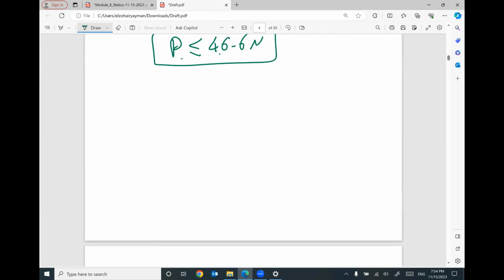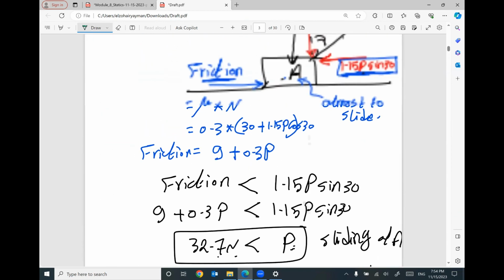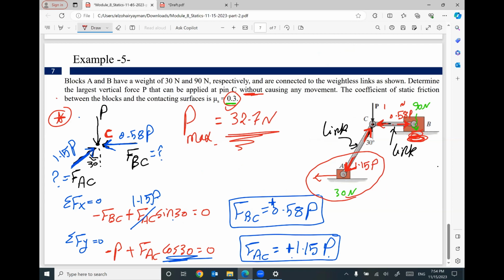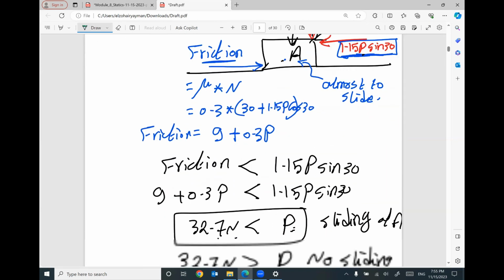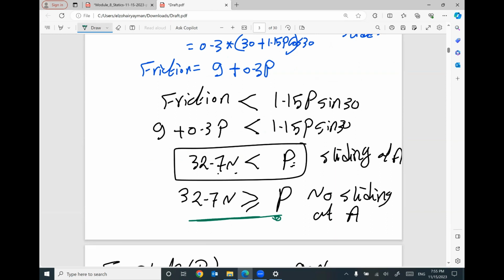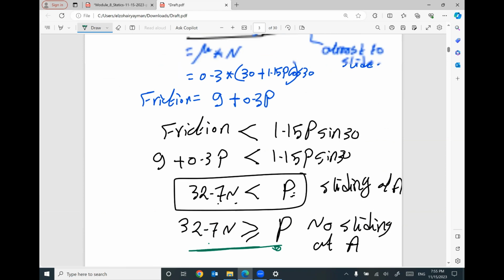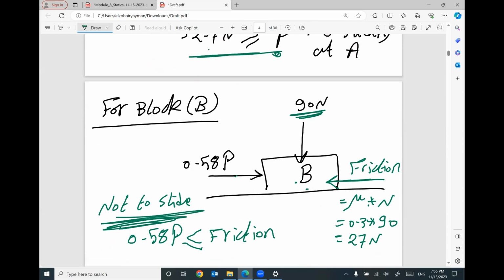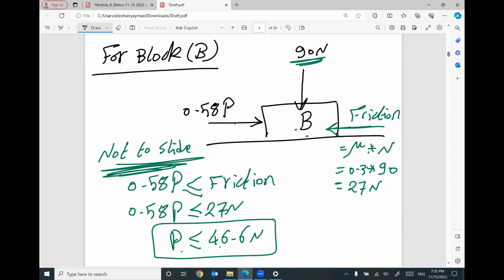Then I worked with this block alone, block A first, and then I worked with block B. After working with block A, I found the maximum force that can be applied equal to 32.7. I cannot go up more than this force, because if you go up, the sliding will occur at A. For block B, I did also equilibrium. So I found the friction force and I found the maximum force P that can be applied. This force P can be 46.6 or less. I cannot go above this value, because above this value, block B will slide.